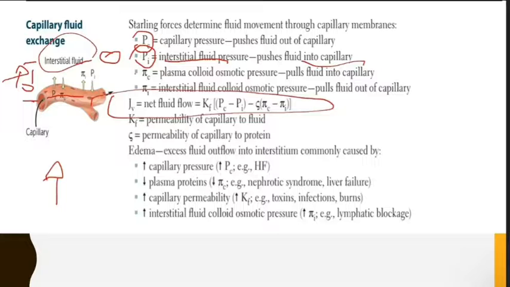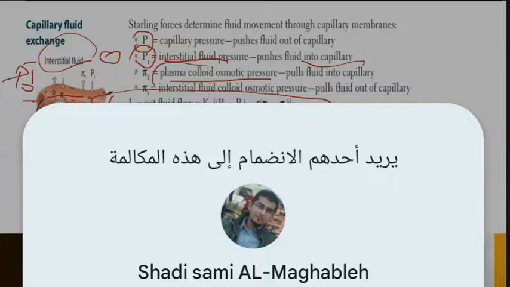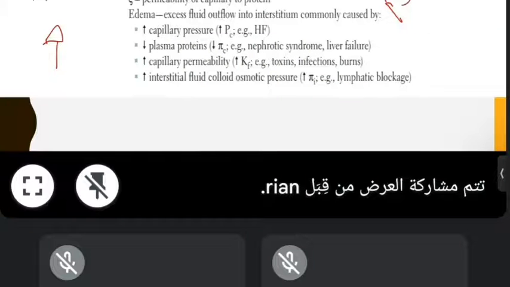Now if you have the plasma colloid osmotic pressure, which means the proteins, the albumin inside the capillary, and all of that stuff, the plasma colloid osmotic pressure is high. So this increases the concentration inside the capillary. With a high plasma colloid osmotic pressure, you have more concentration inside the capillary, so the fluid will come into the capillary. So increasing the plasma colloid osmotic pressure will pull the fluid into the capillaries.